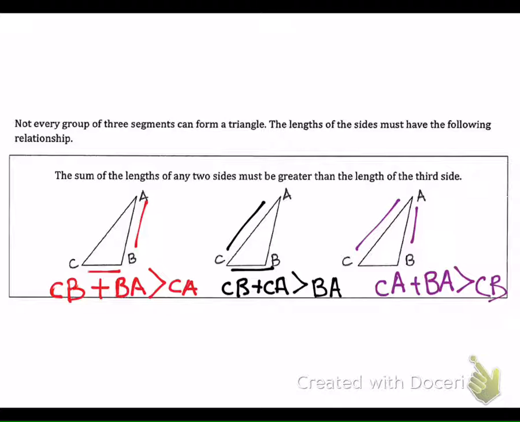And that's exactly what we saw with the spaghetti yesterday. If they're not quite long enough, you just keep getting narrower and narrower and narrower, and they never quite touch. So that's the combination you want to look for. Do the shorter two add to be longer than the third side? If they don't, it's impossible to make a triangle with those three segments. What are your questions?